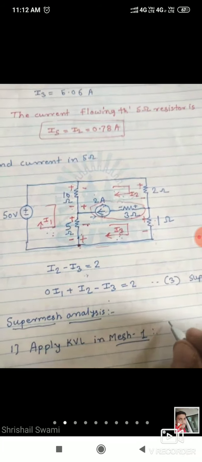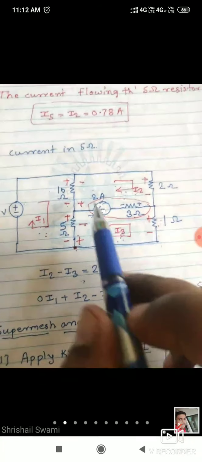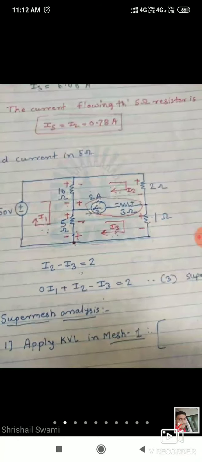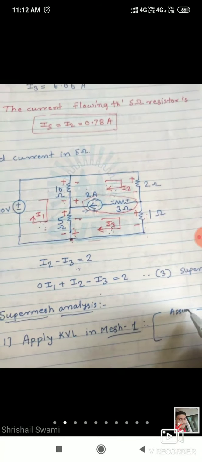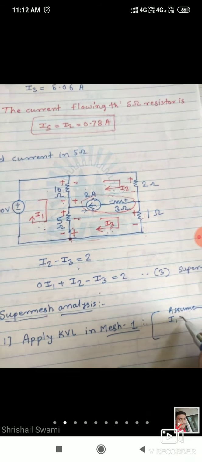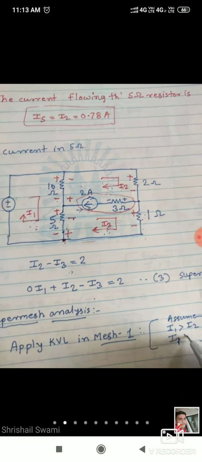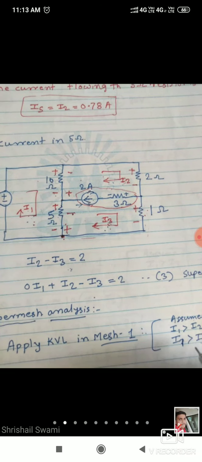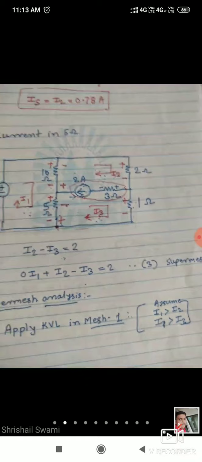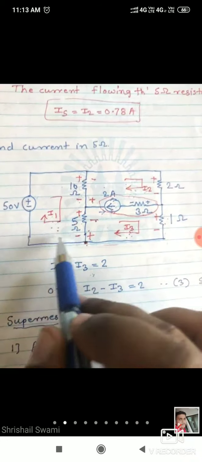So what are the assumptions? Because some branches are common. Which branches? 10 ohm is common for these two, and 5 ohm is common for these two. So assumptions will be there. What are the assumptions? I1 is greater than I2, and I1 is greater than I3. This is the assumption. So already the polarity is marked.